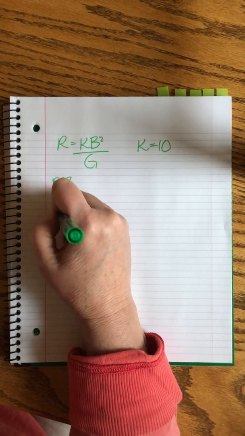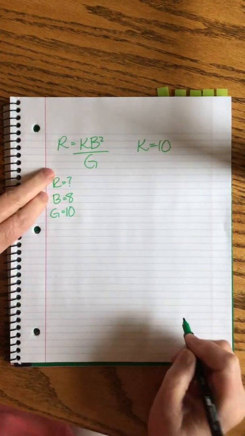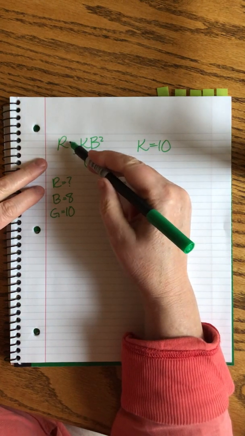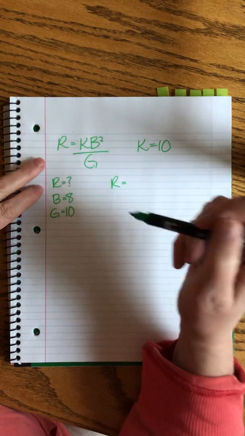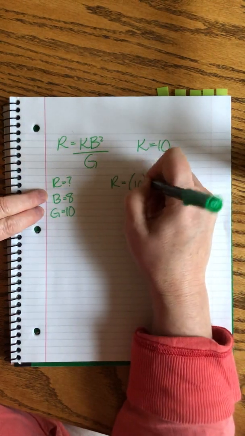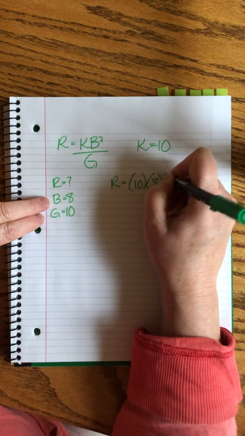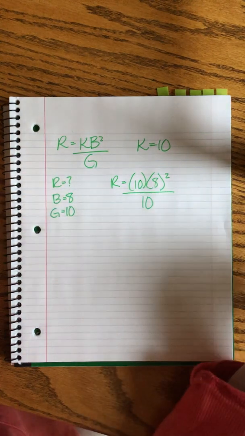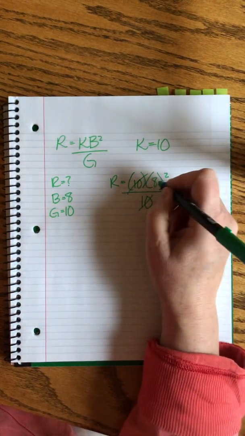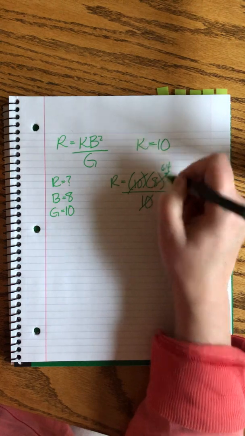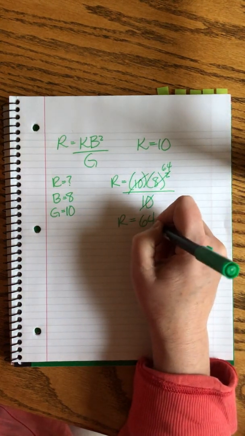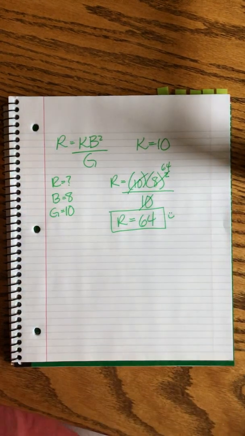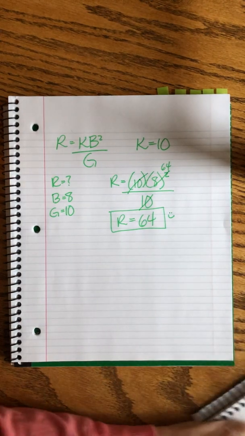All right, we plug in what we know. We don't have to rearrange because the problem already has us trying to figure out the thing that's by itself anyway. K is 10, B is 8, that gets squared, and it's all over 10. Well, this is pretty easy because those 10s cancel, and this becomes 64, so R equals 64. Yay, that's the right answer. Let's move on.